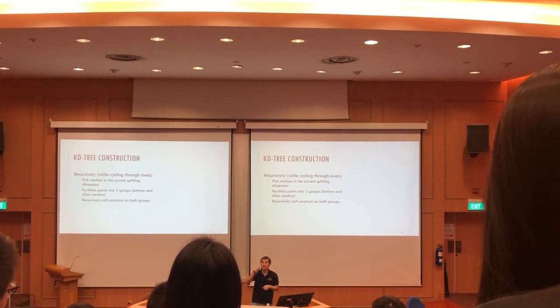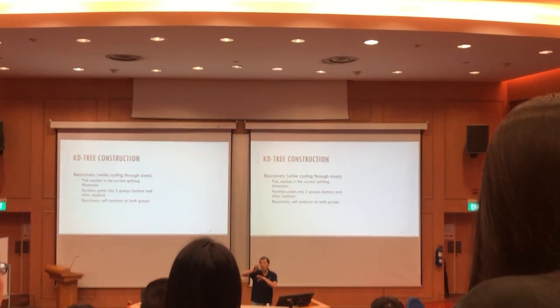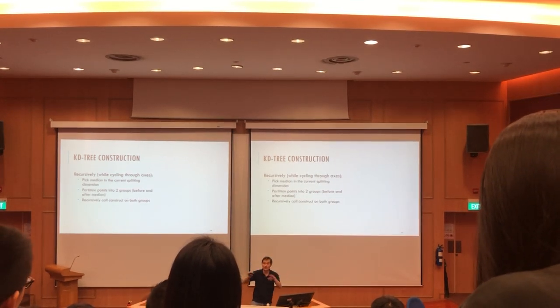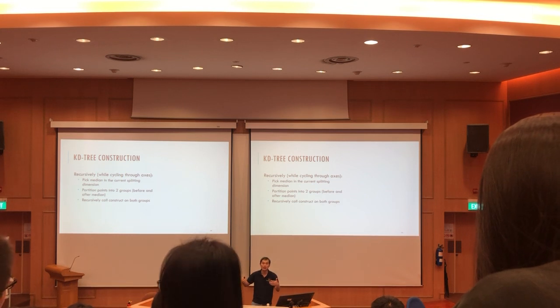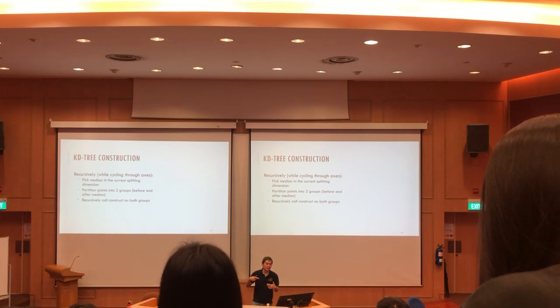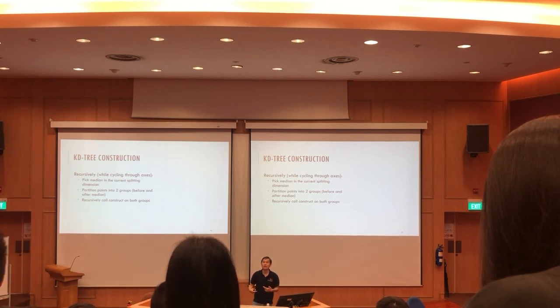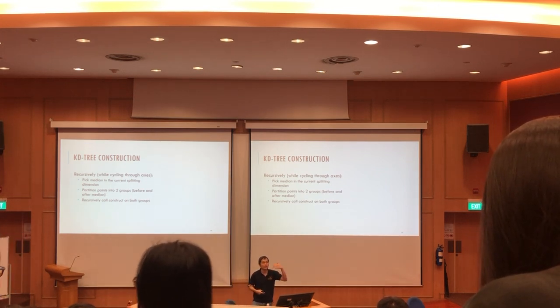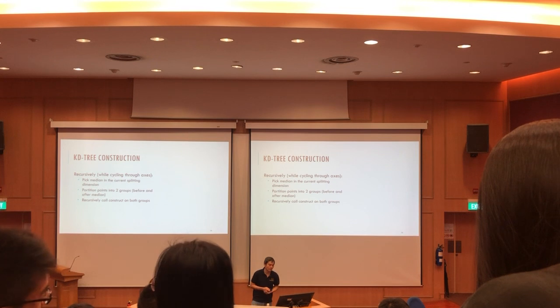Okay, so you find the median, you partition the points into two parts, the part bigger than the median and the part smaller than the median, for that splitting dimension, and then you recursively call to construct your tree going downwards. Each time you call it, you're going to have to pick the correct splitting dimension. So you first split on x, then you split on y, and then you split on x, and so on and so forth.